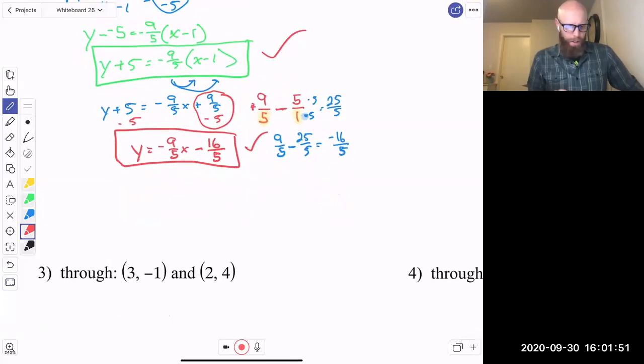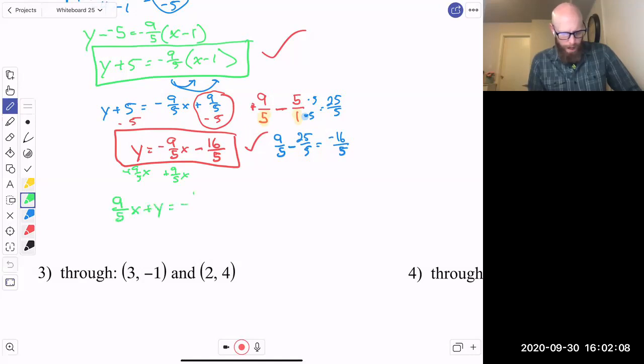Let's go on to standard form. Here's how we're going to do that. Now we have to get the x and the y on the same side. So I'm going to add 9/5 x to both sides. Then I get 9/5 x plus y equals -16/5.